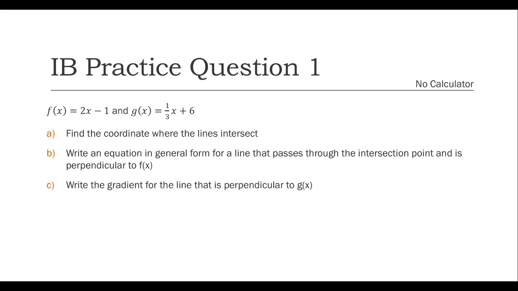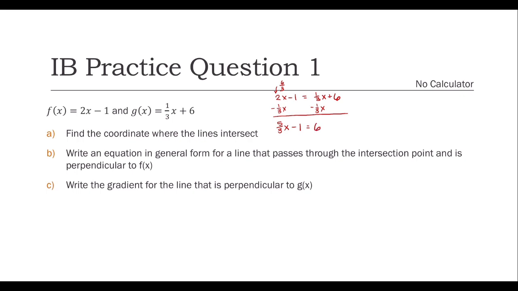So first we need to find where the lines intersect. The way that we'll do that is we'll set them equal to each other. So 2x minus 1 equals 1/3 x plus 6. What I like to do is always subtract the smaller x value from both sides. So we'll subtract 1/3 x from each side. So that gives us 2, which is 6 over 3 minus 1/3. So 6 over 3 minus 1 over 3 x is 5 over 3 x minus 1 equals 6.